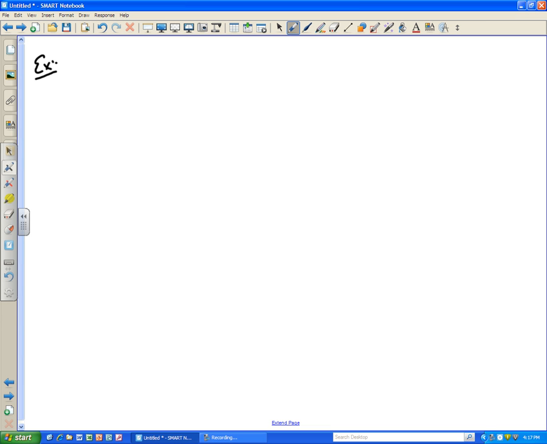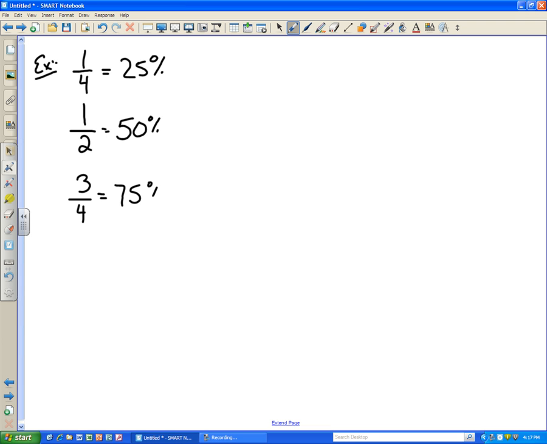These are a few fractions that you should know off the top of your head. 1/4 is 25%. 1/2 is 50%. 3/4 is 75%. Those are a few fractions that you should definitely know off the top of your head. 4/10 is another fraction you should know off the top of your head. Anything out of 10, 4 out of 10 is 40%. 5 out of 10, 50%, and so on.